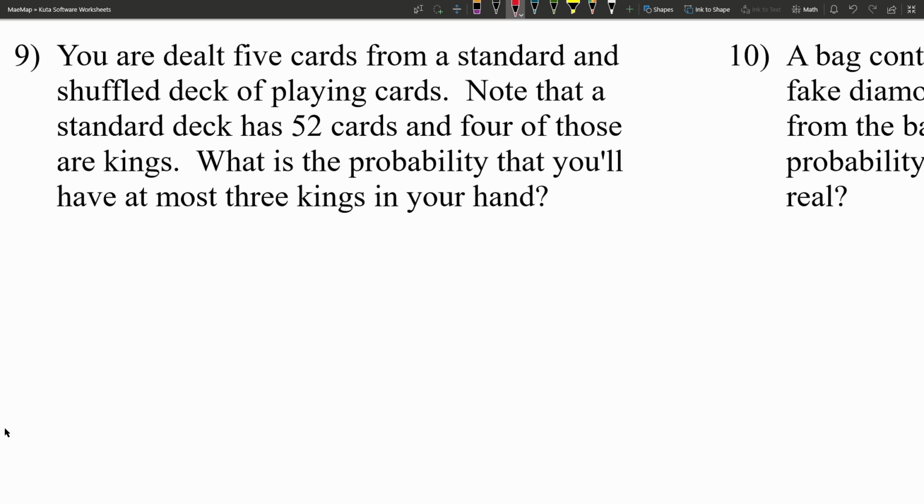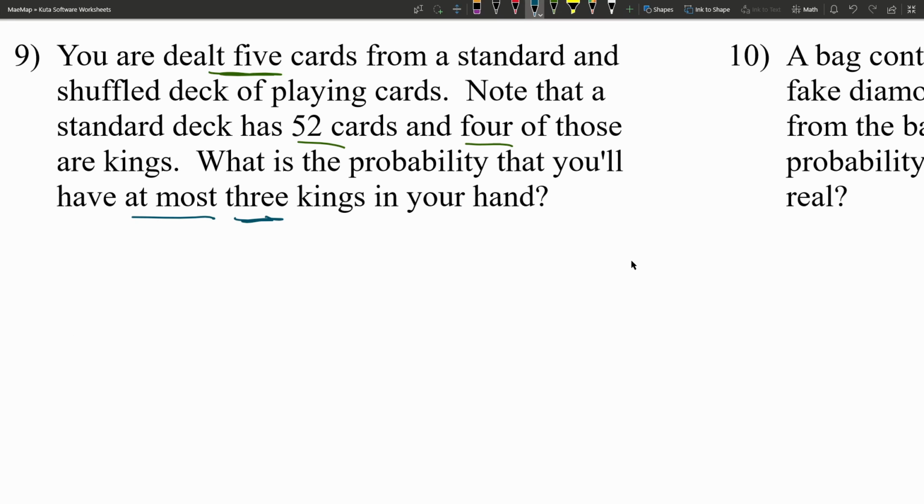Number 9 says that you're dealt 5 cards from a standard and shuffled deck of playing cards. Note that a standard deck has 52 cards and 4 of those are kings. And again, we're being dealt 5 cards. What's the probability that you'll have at most 3 kings in your hand? So out of the 52 cards, we're dealt 5. So we know our denominator is going to be 52 choose 5. We're trying to calculate the probability that you'll have at most 3 kings in your hand.